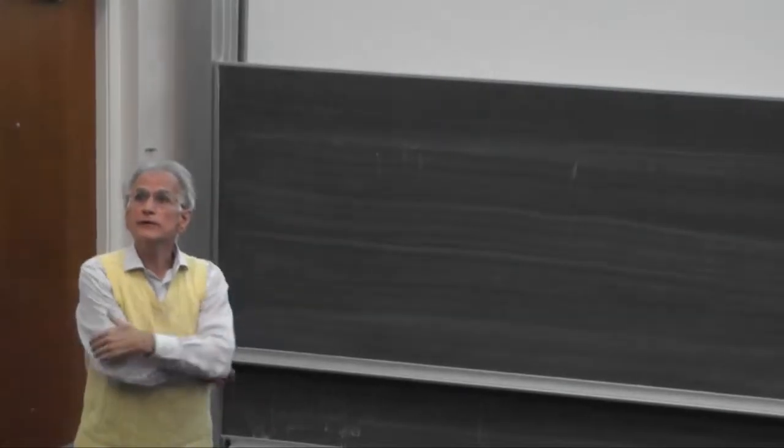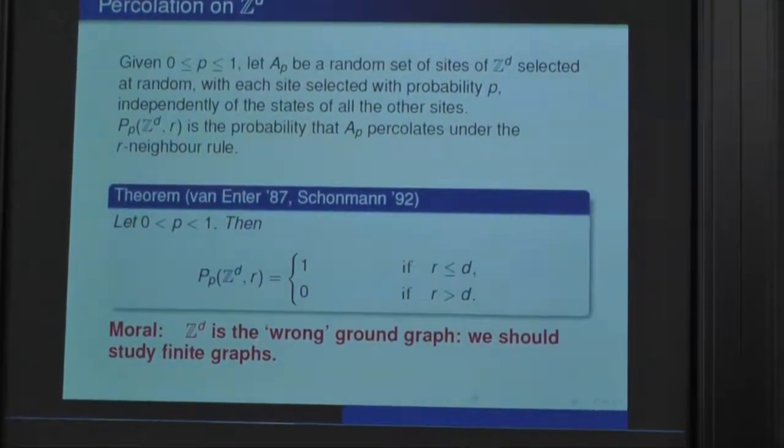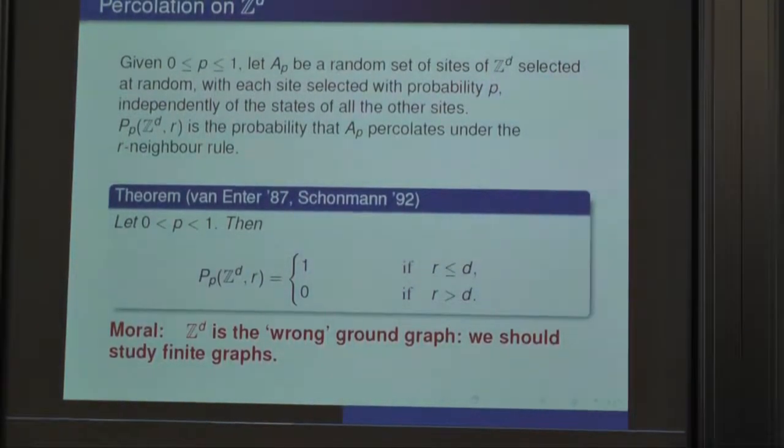What's going on if we take Z to the d, the infinite d-dimensional lattice? Every site has 2d neighbors, and we take infection parameter r. What is this critical probability? That's not a good idea. There's nothing interesting going on. We fall flat on our face if we try to do it, because if the infection parameter is at most d, then the critical probability is 1. If it's greater than d, it's 0.